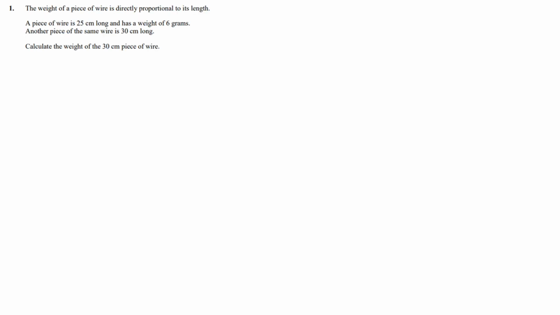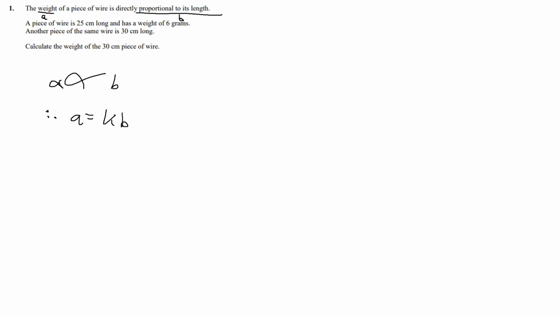What about this example? We're told the weight of a piece of string is directly proportional to its length. So what we'll do is we'll call the weight A, and we'll call the length B, okay? A wire is 25 centimeters long and weighs 6 grams. Another piece of wire is 30 centimeters long. So how much does it weigh? Well, the weight A is directly proportional to B. So therefore, A is equal to K times B.